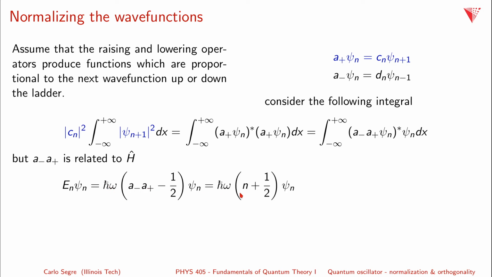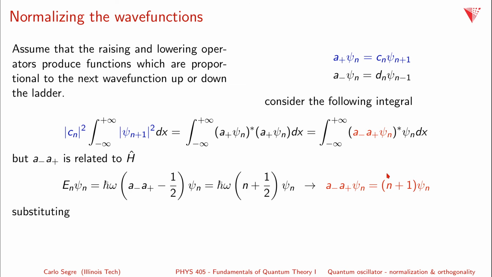I can now realize that we know what the energy of the nth state is. It's just h bar omega n plus a half times psi n. And so what that means is that when I apply A minus A plus to psi sub n, I should get n plus 1 times psi sub n, because it goes from a minus 1/2 to a plus 1/2 plus n. And so that has to mean that this operation gives me n plus 1 times psi sub n.